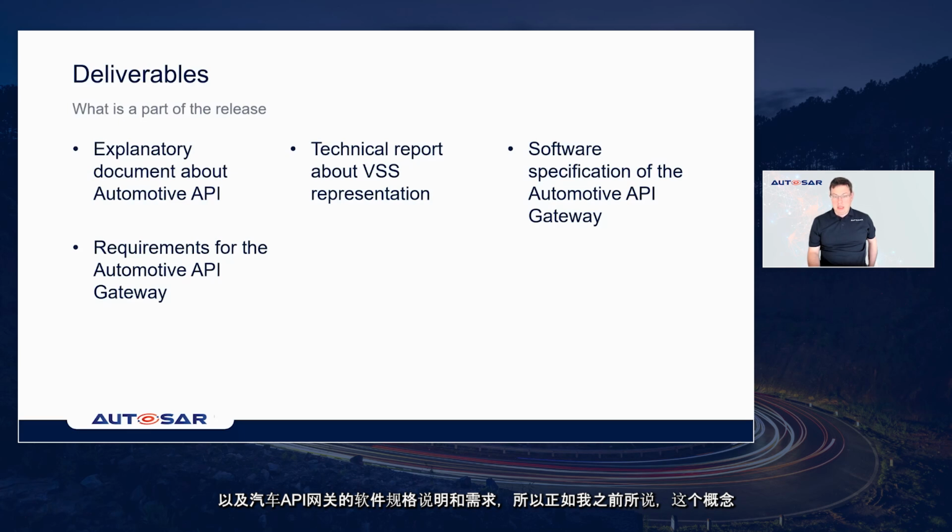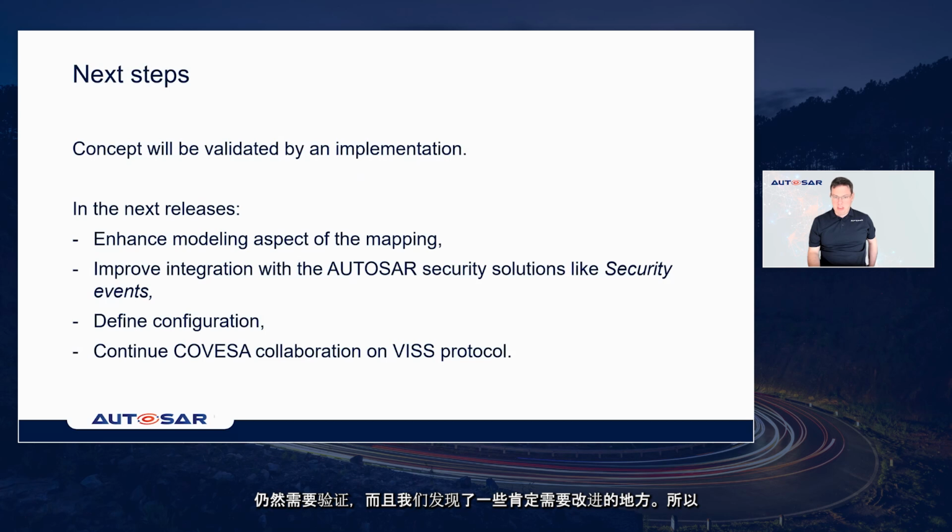So, as I said earlier, the concept will still be validated, and we see some places which definitely need to be improved. So in the next releases, we would like to enhance the modeling aspect of the mapping, integrate the Automotive API gateway with existing security solutions in the AutoSAR platform like security events, define configuration, and continue Covisa collaboration on the VISS protocol.